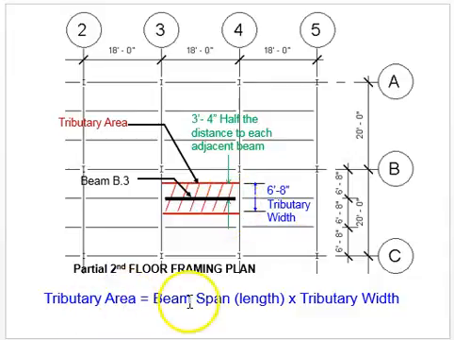Define the tributary area, length times width, right? Length is 18, width is 6 foot 8 inches. Calculate that up. What is actually our tributary area? Take a minute and do that on your calculator on your notes.